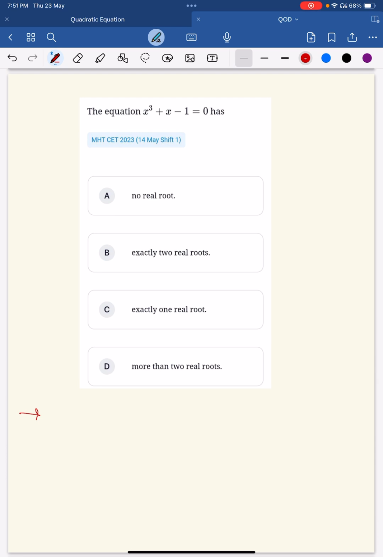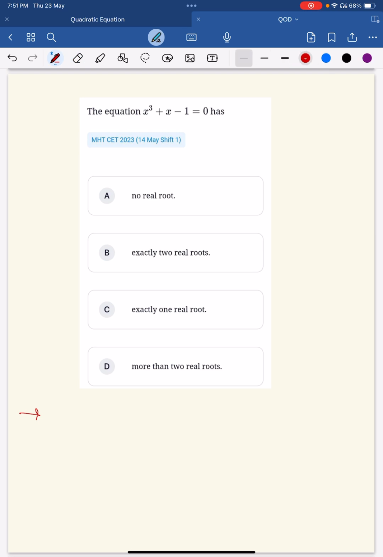So we have to solve the question x cube plus x minus 1 equal to 0. The given options are: no real root, exactly 2 real roots, exactly 1 real root, and more than 2 real roots. So how to solve this question? We are using Descartes rule here.